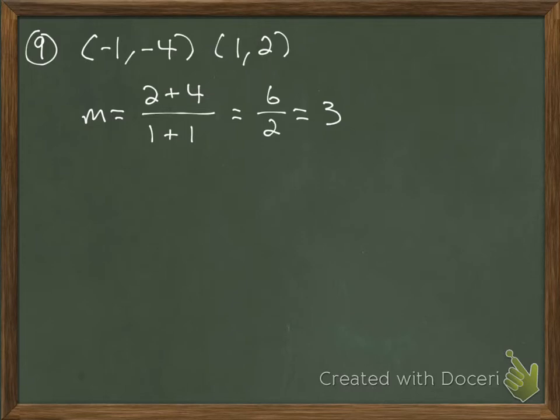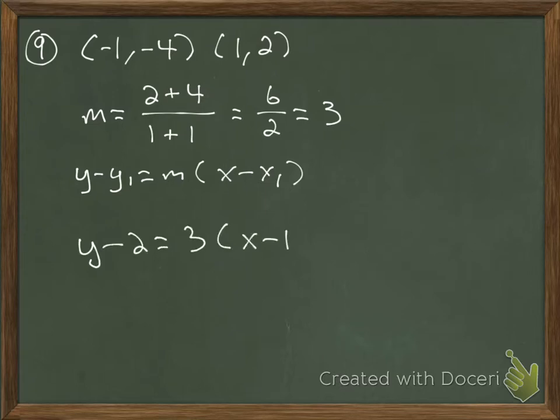So, if you had counted, and then from here to get our y-intercept, whenever we have a slope and points, we can use our point-slope formula. Y minus y1 equals m times x minus x1. And you can choose either point. I'm going to do the point 1, 2. So that would be y minus 2 equals 3 times x minus 1.